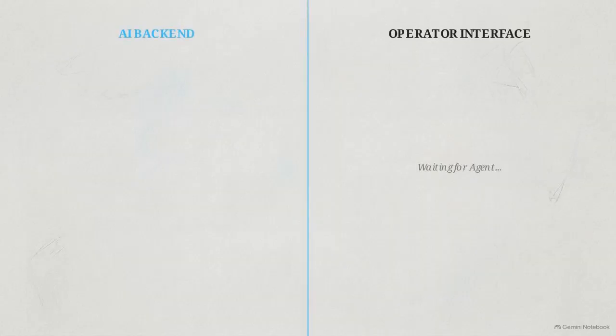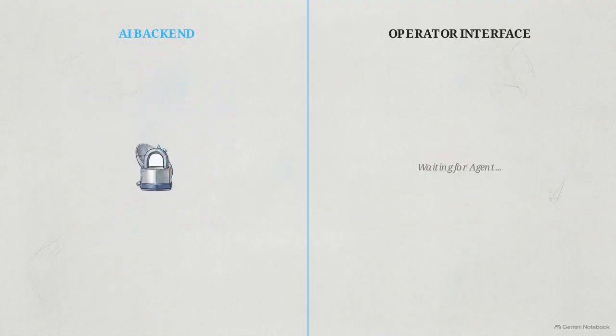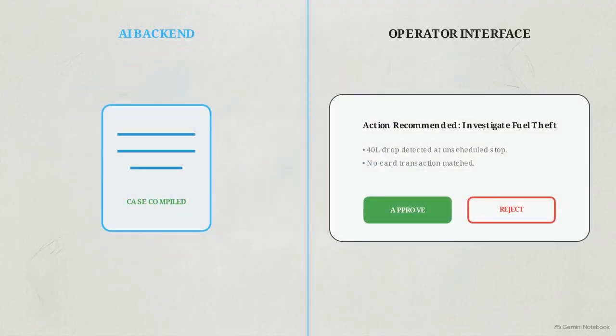This split-screen comparison shows proper execution. The AI handles 95% of the heavy investigative work on the back end. It then presents the operator with a finalized, logical decision to review, rather than a task to complete.